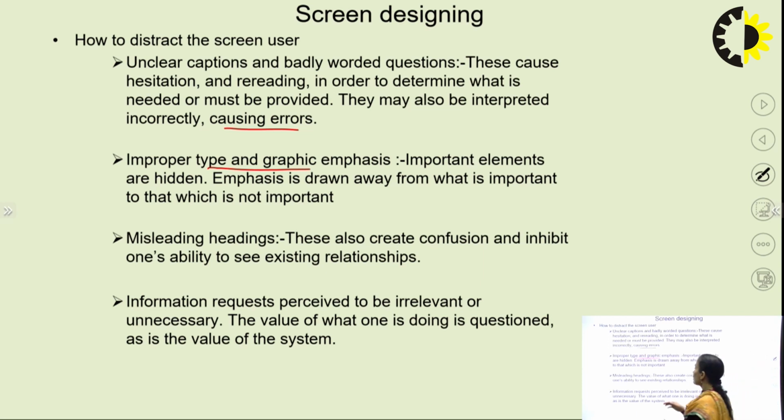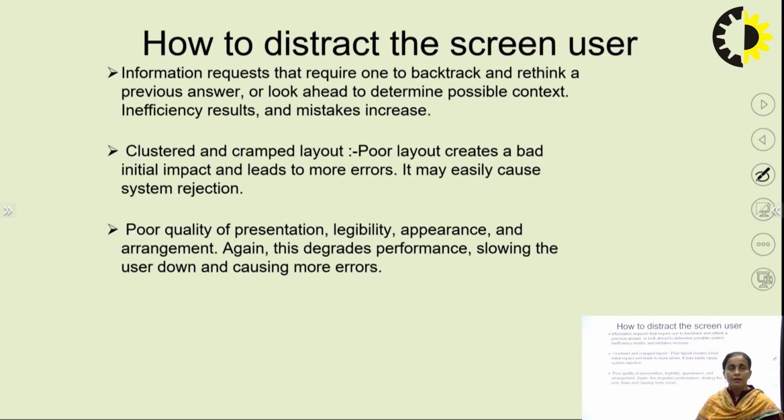Then misleading headings create confusion and inhibit one's ability to see the existing relationship. Then an information request that is perceived to be irrelevant or unnecessary. Then information requests that require one to backtrack, rethink the previous answer, and then look ahead to determine the possible context cause inefficiency, and mistakes increase.